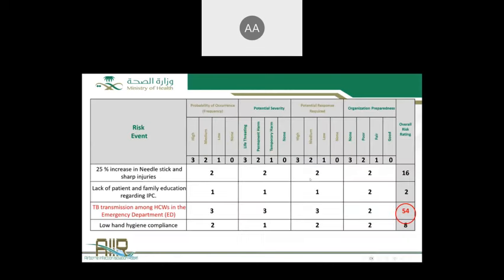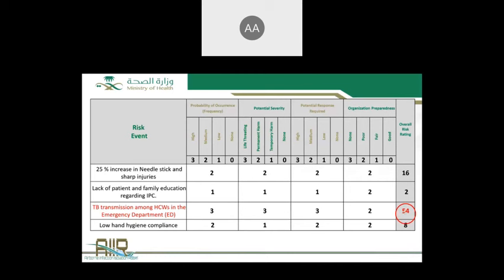So this is an example or template of the risk assessment, and usually we have different templates and various tools that you can use for the risk assessment. Here we can see a specific indicators that we have to assess, and based on that, here we have a specific transmission for the airborne infectious disease such as TB among the healthcare workers in the emergency department due to limited resources such as the negative pressure room. And for this particular event or risk, the score is considered the highest.